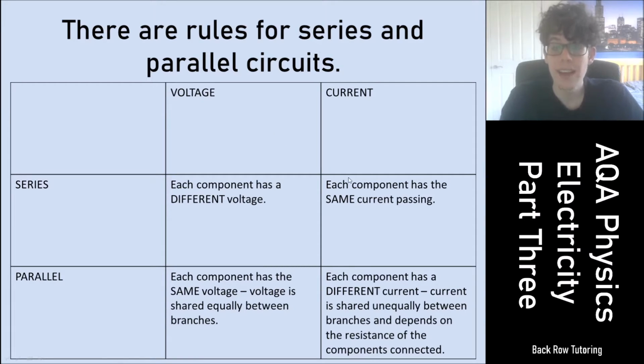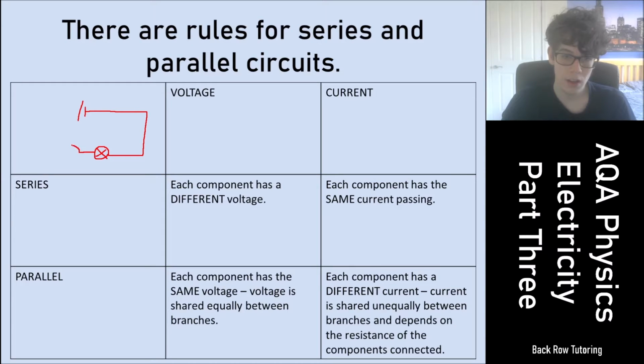So next, series circuits. What about the current in series circuits? Well, each component has the same current passing. So if you have a circuit like this, where you have your battery, or cell I should say, and you have 2 bulbs like that. We're just using bulbs for everything because they're nice and simple and, you know, we know how they work, they make light.